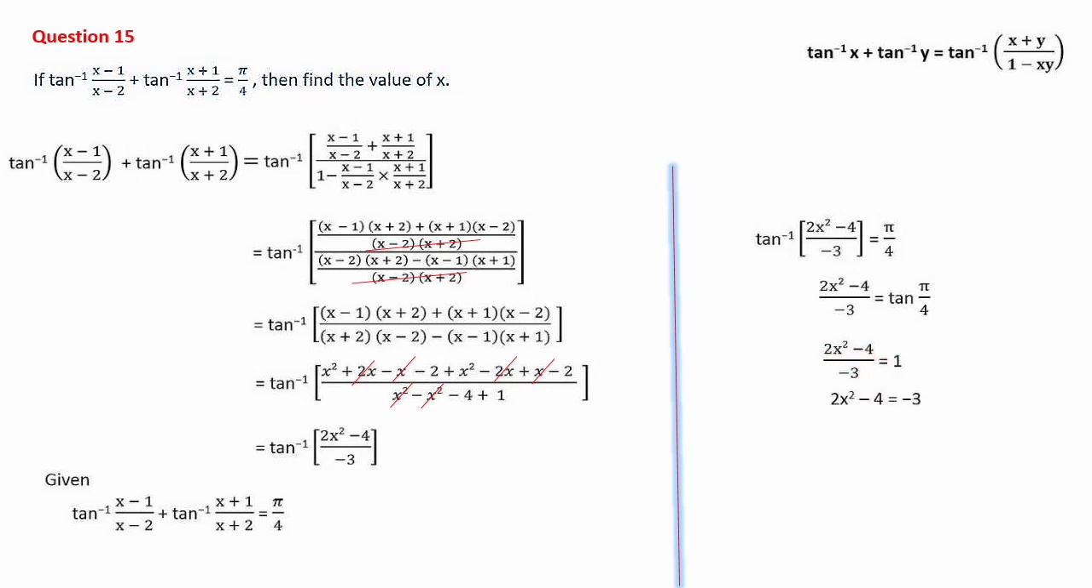So 2x square minus 4 by minus 3 is equal to 1. Next, when we cross multiply, 2x square minus 4 is equal to minus 3 into 1. Minus 3 into 1 is minus 3. Then rearrange it: 2x square, this minus 4 when it comes to the right side comes as plus 4, minus 3 plus 4. So 2x square is equal to 1, 4 minus 3 is 1, and x square is equal to 1 by 2, and we are asked to find x. x is equal to root of 1 by 2, that is plus or minus 1 by root 2. x is equal to plus or minus 1 by root 2 is the required answer.